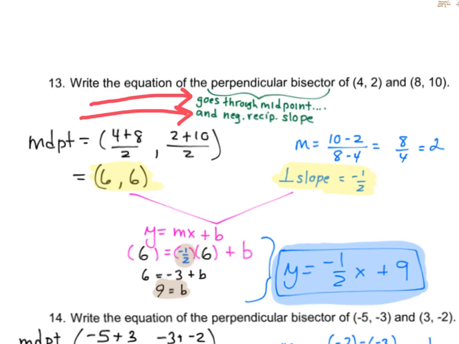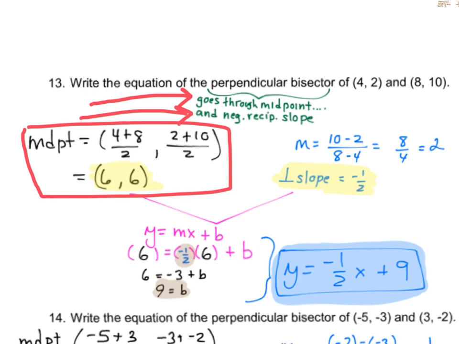The first thing I did was find the midpoint of the given segment, and that turned out to be 6, 6. So I know it has to go through the point 6, 6. Next thing I did was work with the slope, and I determined the slope of the segment containing 4, 2 and 8, 10 to be 2.